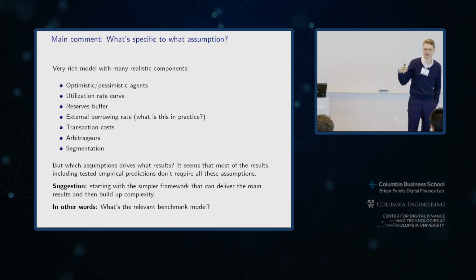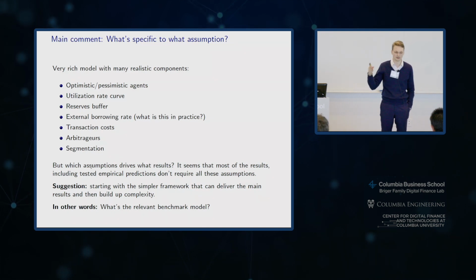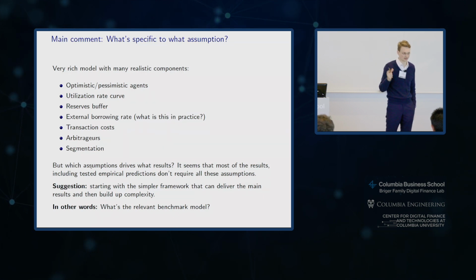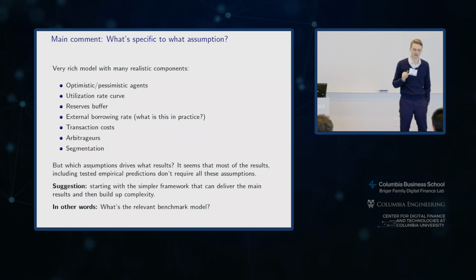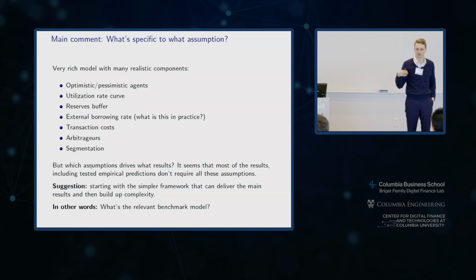So the model has this optimistic, pessimistic agent. You have the utilization rate curve, this PLF function. You also have, on top of that, a reserves buffer. You have some internal borrowing rate in the perpetual futures. And it was a bit unclear to me exactly what that was in practice, but that's just a side comment. I think people could be a bit clearer on that side. You have transaction costs, you have arbitrageurs, you have segmentation. So you have many different elements, and I think people would benefit from clarifying exactly what's driving what.